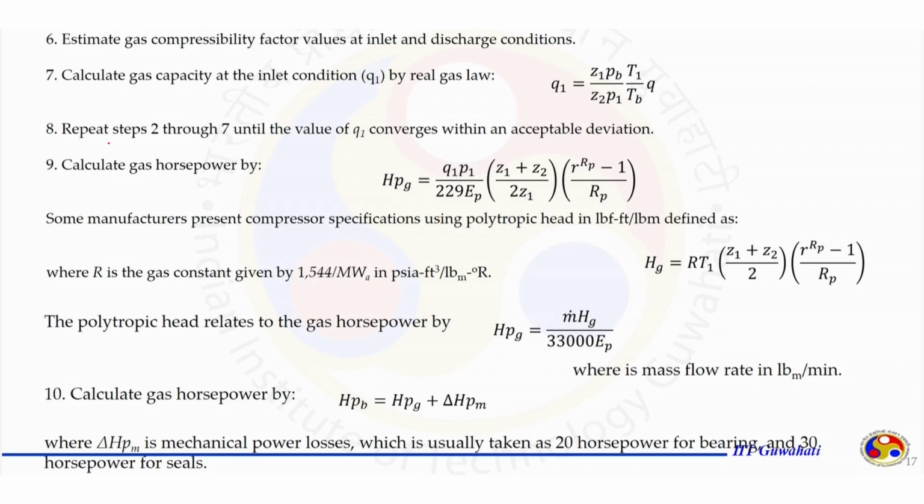Next is to estimate the gas compressibility factor values at inlet and discharge condition. Calculate the gas capacity at the inlet condition Q1 by the real gas law. Repeat steps 2 through 7 until the values of Q1 converge with an acceptable deviation. Calculate the gas horsepower by the given equation.